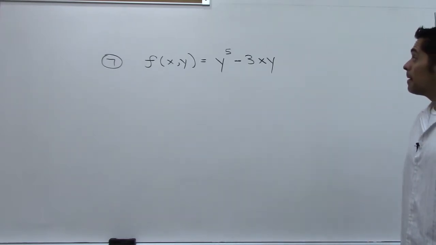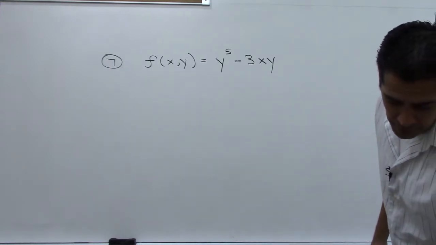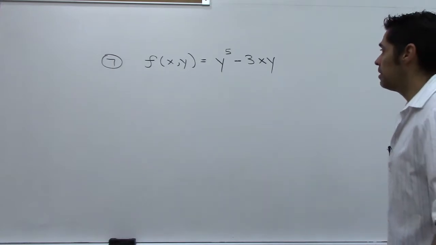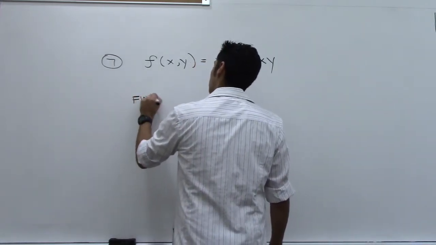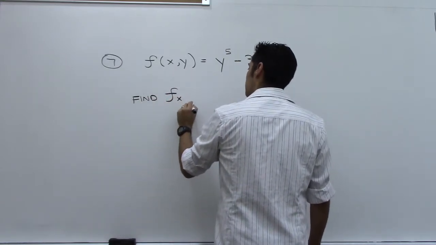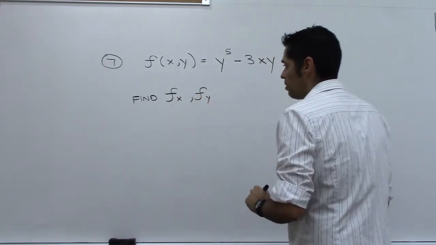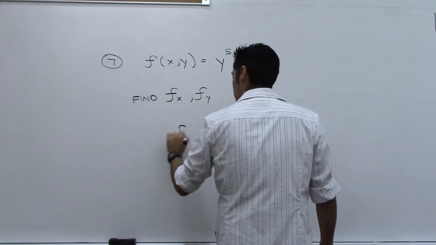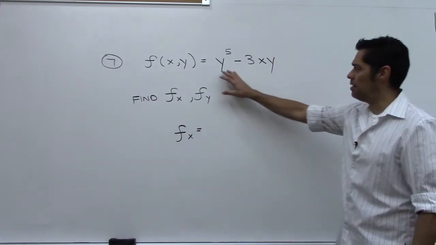So, all right, they're asking for us to find the first partial derivatives of this function. So we want to find two different things. Since there's two variables, we want to find the partial of f with respect to x, and the partial of f with respect to y. So let's start with the partial of f with respect to x. What we're going to do is treat y as if it's a constant.